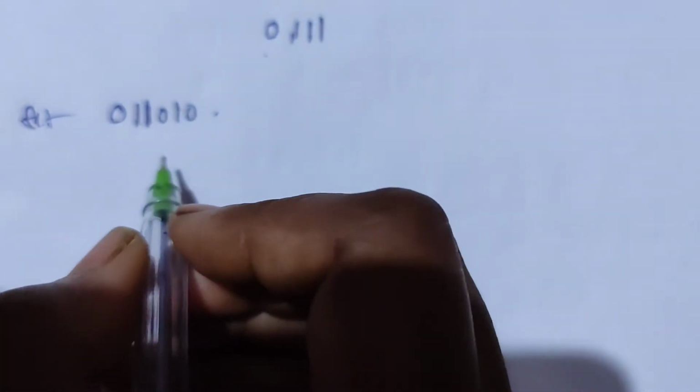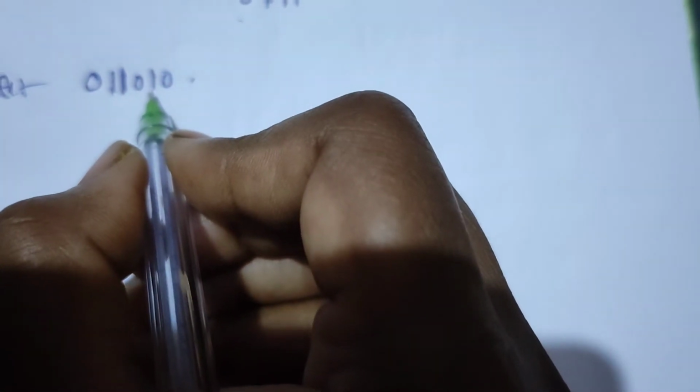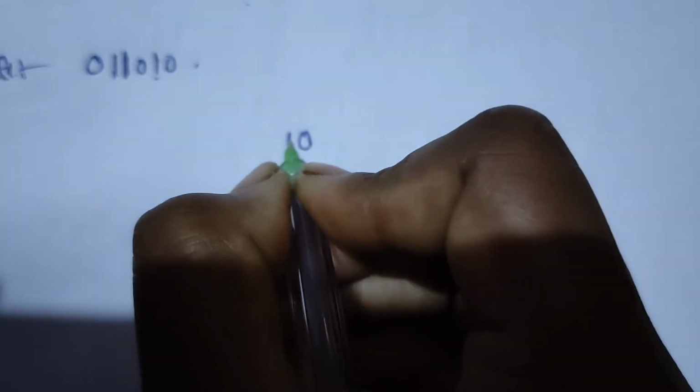Taking one more example to find the 2's complement: 011010. Applying the shortcut, 1 is at the second position, so up to here write it as it is, 0 1, and after writing 1, apply 1's complement to the remaining bits, 1001. So this is the 2's complement of 011010.